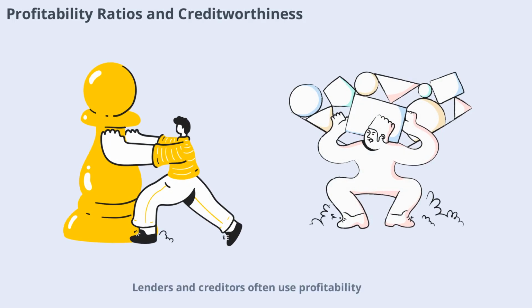Lenders and creditors often use profitability ratios to assess a company's creditworthiness. Strong profitability ratios indicate a company's ability to generate enough earnings to meet its debt obligations. This can lead to better loan terms and increased access to financing. Weak ratios, on the other hand, may raise concerns about a company's ability to repay its debts.